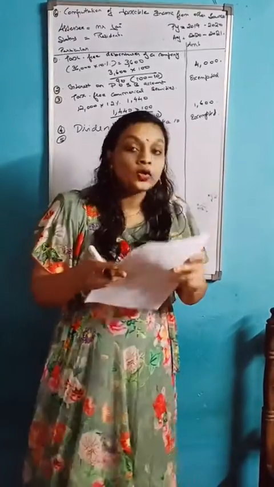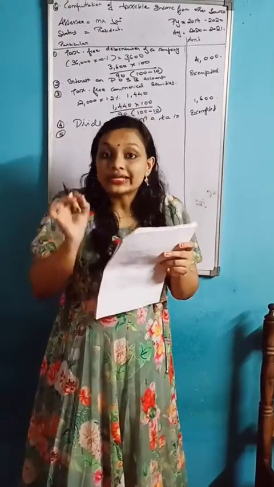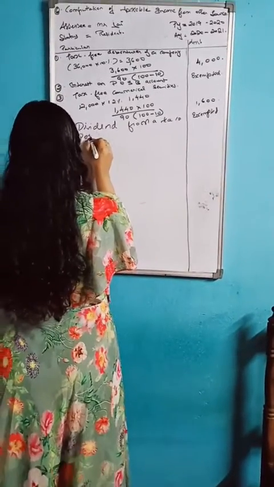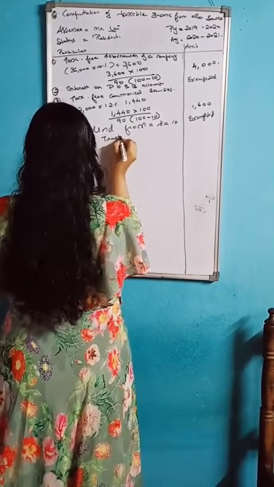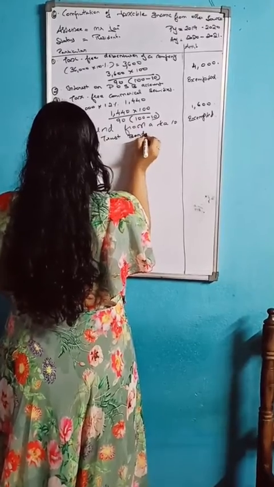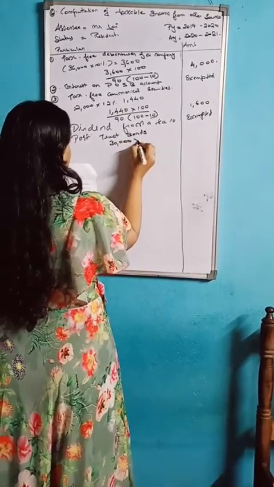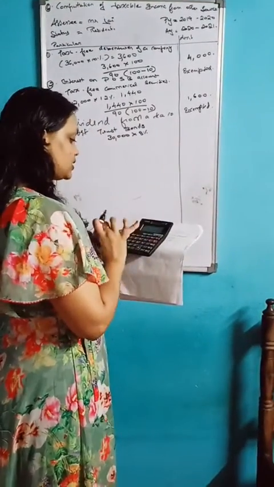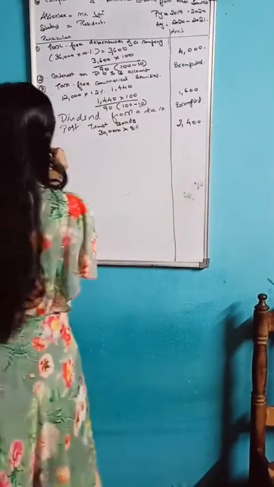Fifth point is rupees 30,000, 8% port trust bonds. So it's taxable. Okay. So port trust bonds, that is taxable. So 30,000 into 8%, how much will you get? 30,000 into 8%, you will get 2,400. Okay.